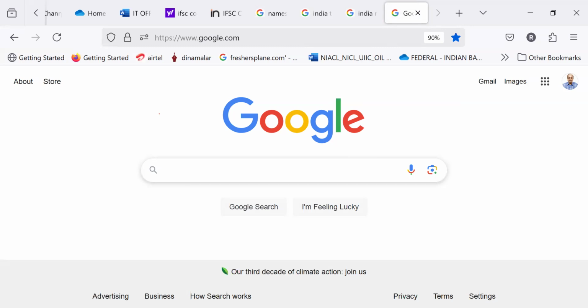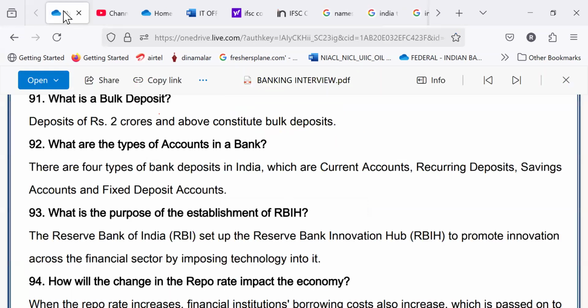Not 2 crore. You should remember to change it, but unfortunately it is in a PDF and I can't change it. Yes, 3 crores. Please remember, boys, bulk deposit nowadays is 3 crores.